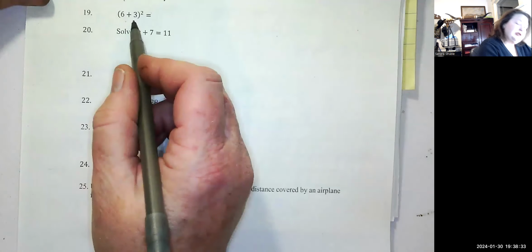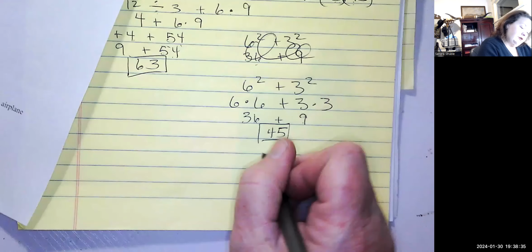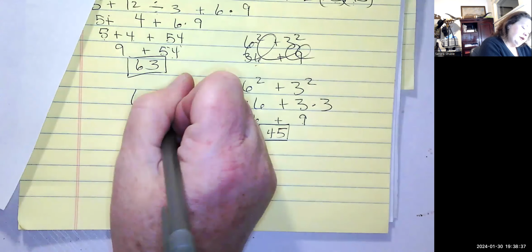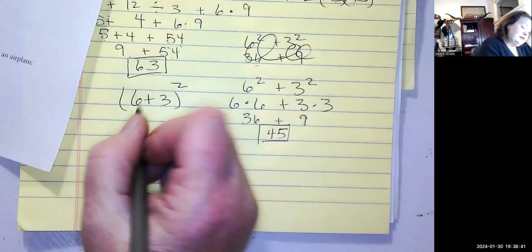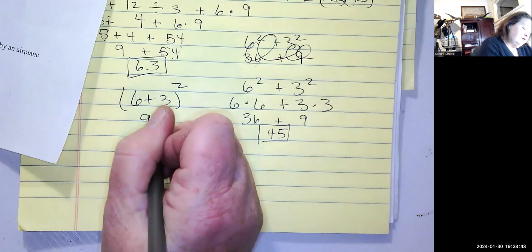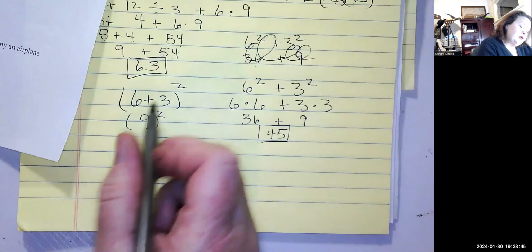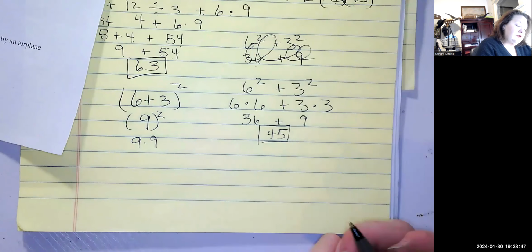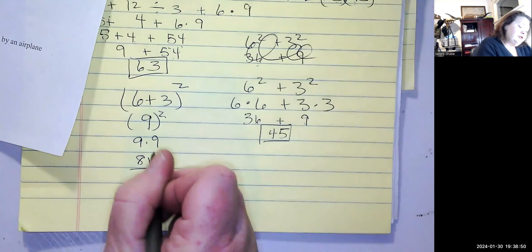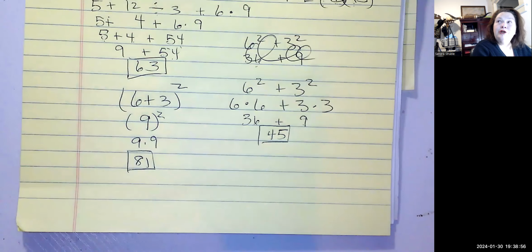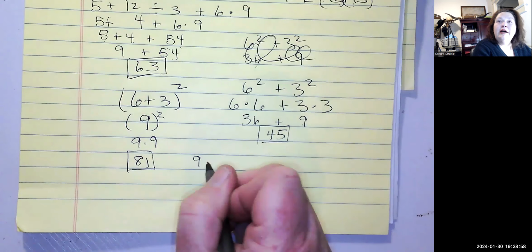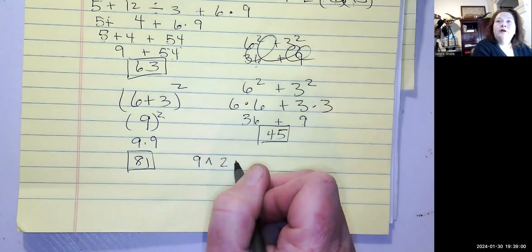Now we've got 6 plus 3 squared. We have to do what's inside the parentheses first. So that's 9 squared, and 9 squared is just 9 times 9, which is 81. If you don't want to break it back down from 9 squared to 9 times 9, you can put it in your calculator. It's just 9 caret 2 equals.